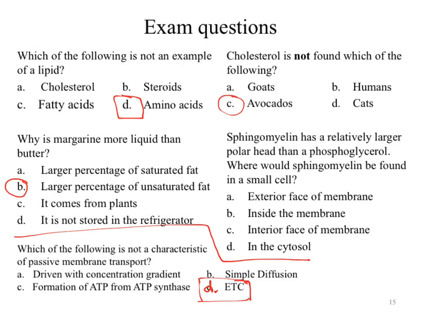Sphingomyelin has a relatively larger polar head group than phosphoglycerol. Where would sphingomyelin be found in a small cell? The exterior face, the interior face of the membrane, or the cytosol. We're looking at that exterior face of your membrane, because it's larger, we've got a little bit more surface area on that outside. That's where we can slide that guy.